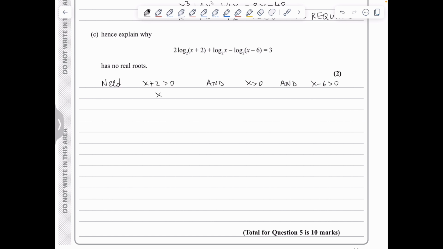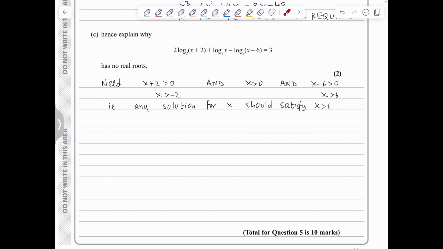So we need x to be greater than minus 2, and x to be greater than 0, and x to be greater than 6, which means that any solution in the given logarithmic equation should satisfy all three of those, and any solution for x should satisfy the strictest of the three, so it should satisfy x being greater than 6. We know that if x is greater than 6, then I satisfy this and this and this, so all three of them are being satisfied.